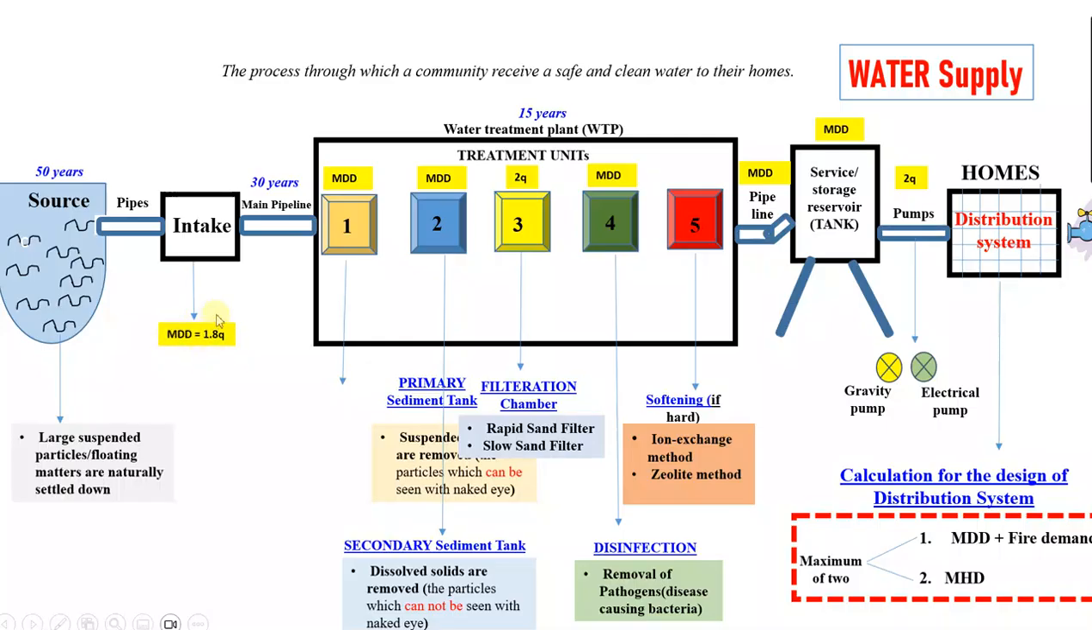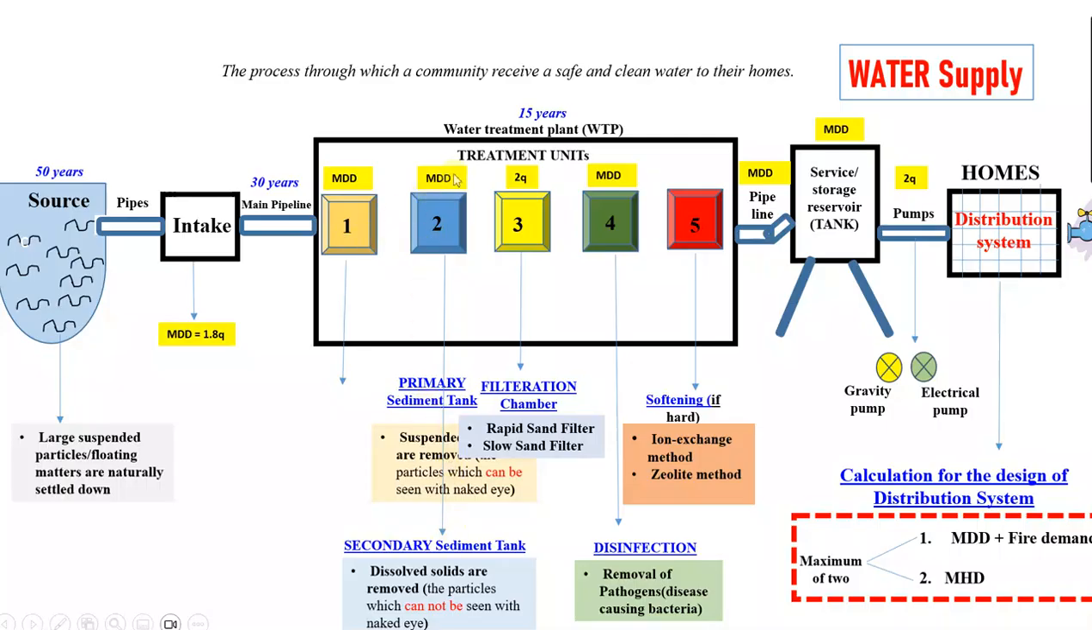We will read about this when we do water calculations, so there is no need to discuss these values and terms right here. We are only concerned with the water supply scheme. After the intake, there is the main pipeline, and here we have treatment units, like MDD, 2Q. These are all known as water treatment units.